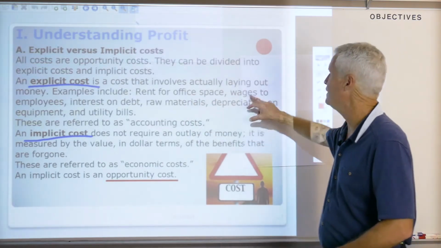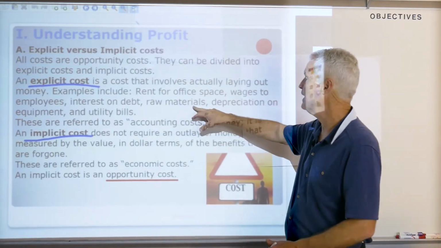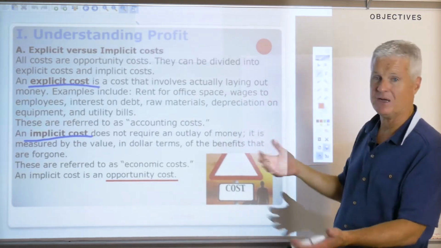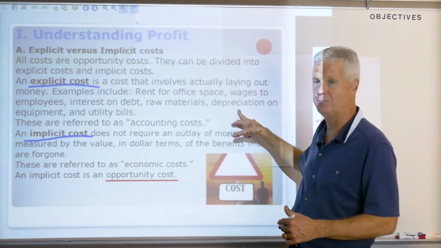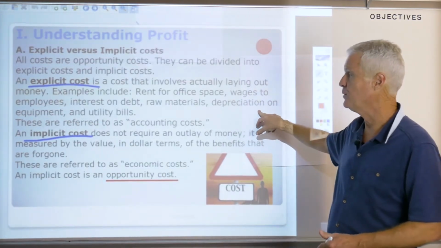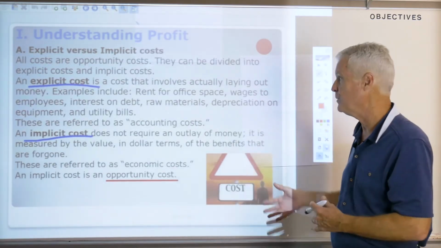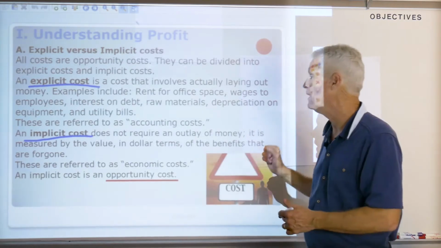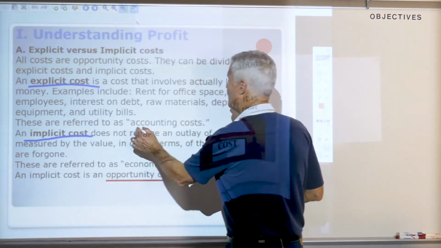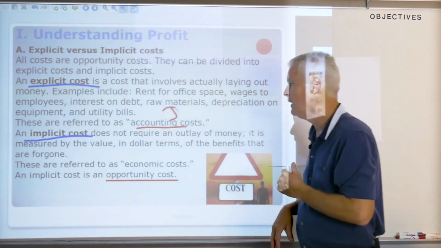Explicit costs: rent, wages, interest on debt, raw materials (pizza makers have to buy bread and sauce and pepperonis and stuff), depreciation on equipment (you buy a car, every year it's worth a little bit less, that's depreciation), and utilities. Those are referred to as accounting cost. All of this is accounting cost.